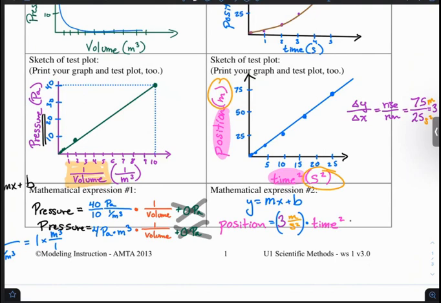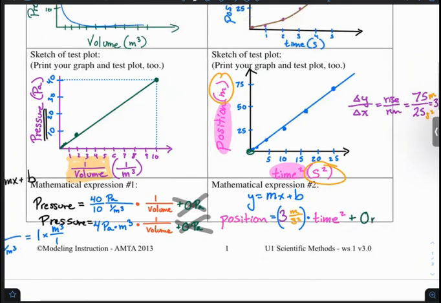And then we need to add to it our y-intercept. In this case, our y-intercept is 0 because it's going right through the origin. But I'm going to put that there. And then if it was a number, I would need units. So in this case, my units for my y-intercept would be meters.